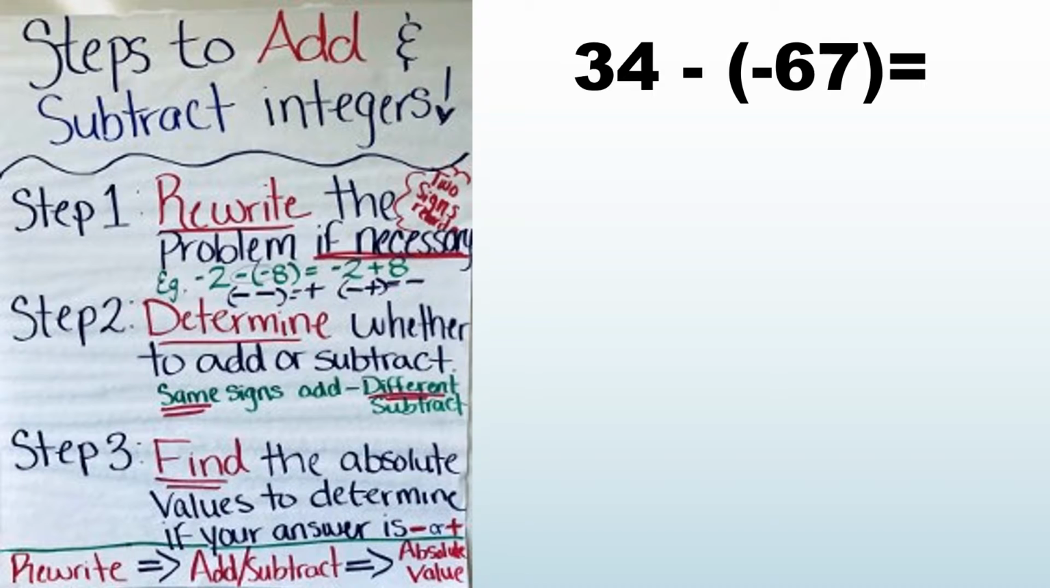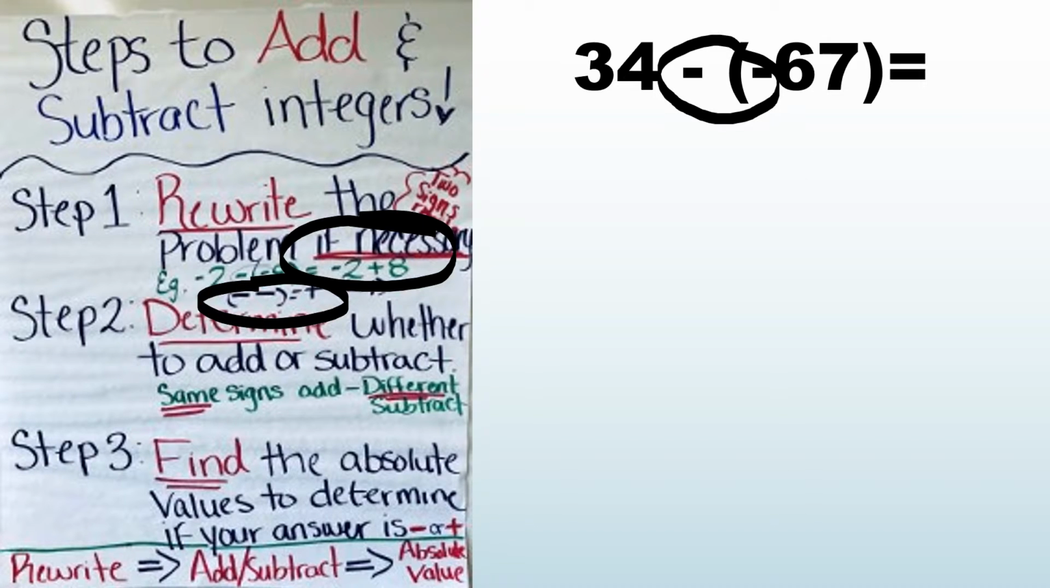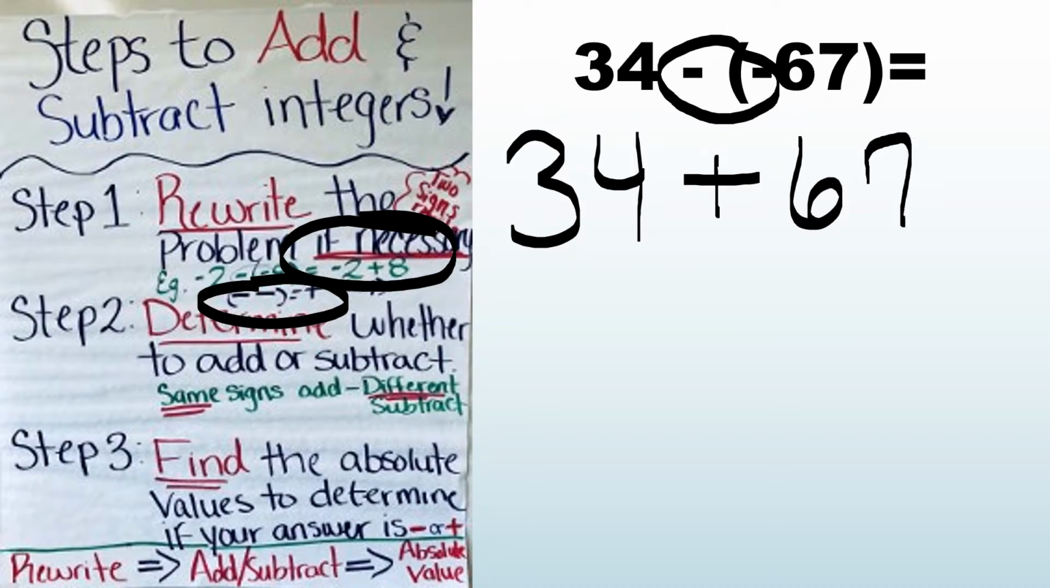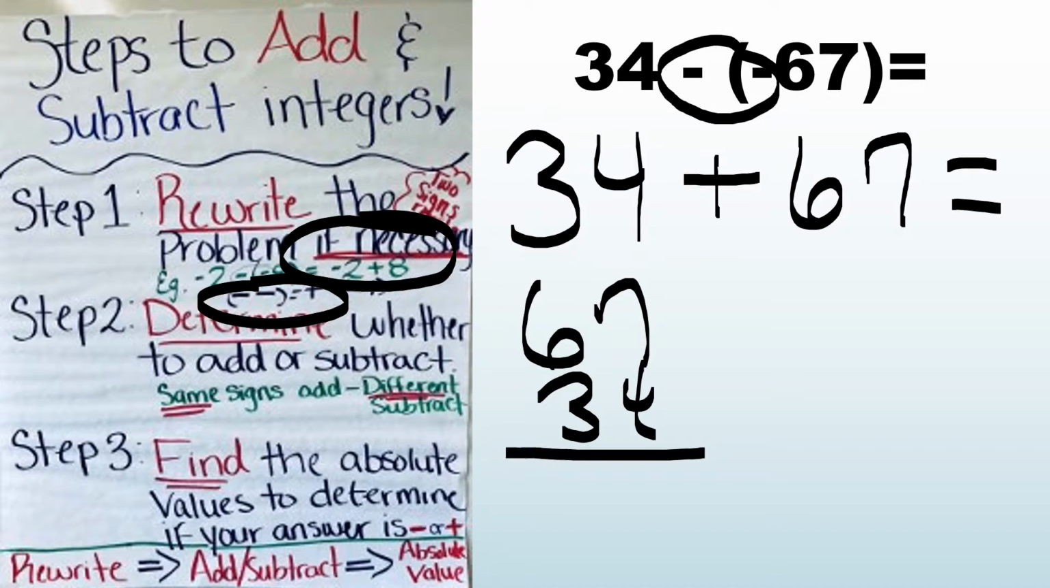All right, so step 1 is to rewrite the problem only if necessary. Okay, so we see over here, it is necessary to rewrite the problem because we have two negatives. Like I wrote down here, two negatives is going to make a positive. So if you have 34 and then you have minus -67, that's going to turn to plus 67. And now we see it's basic addition, which is positive numbers. 67 plus 34. So 7 plus 4 gives you 11.